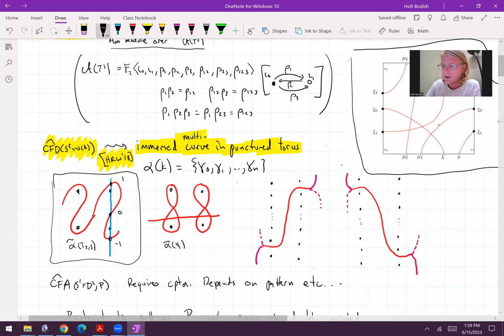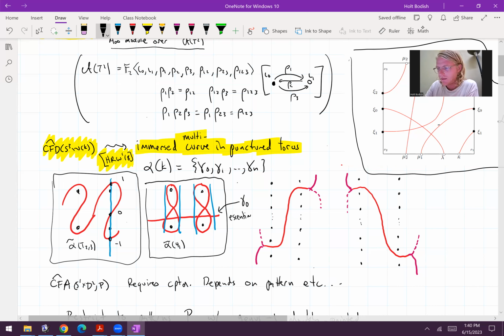Another example of an immersed curve associated to a knot is the one in the middle here, and this is the curve associated to the figure 8 knot. Notice here it has two components. One of the components is contained in a neighborhood of the base points, and is this figure 8-like component, and it's honestly an immersed curve. And the other component is horizontal. That component is the component I'll call gamma 0. And I'll call that the essential component of the immersed multi-curve.